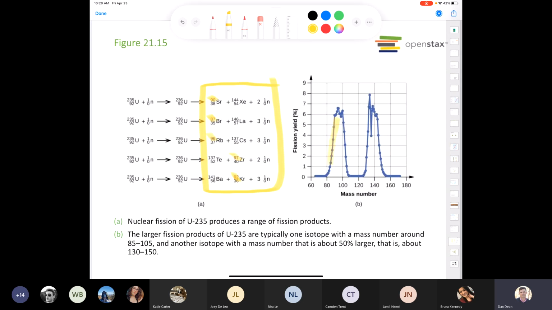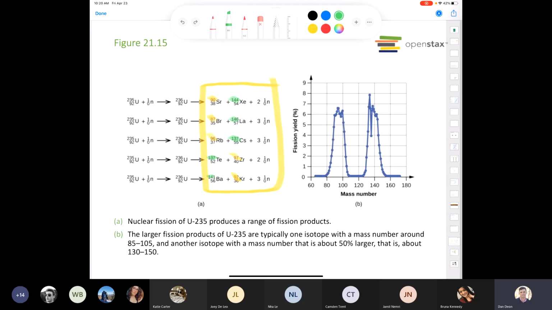We end up with something in this range right here between 85 and 105. And then we also end up with a nuclide that has a mass of, let's say, 144, 146, 137, 141. So somewhere in this range right here, which is 130 to around 150.